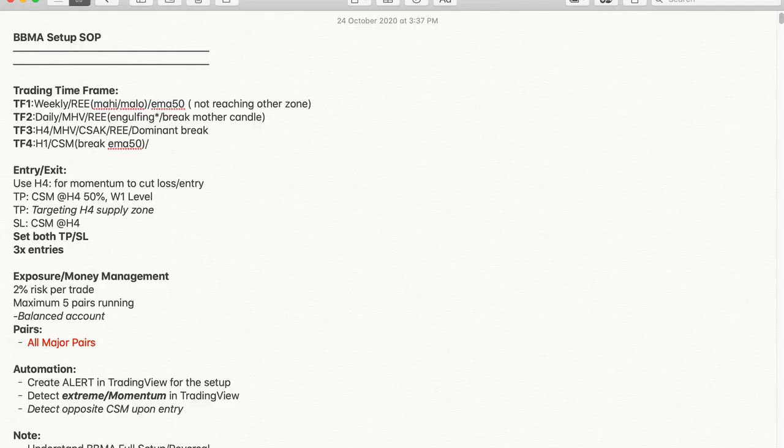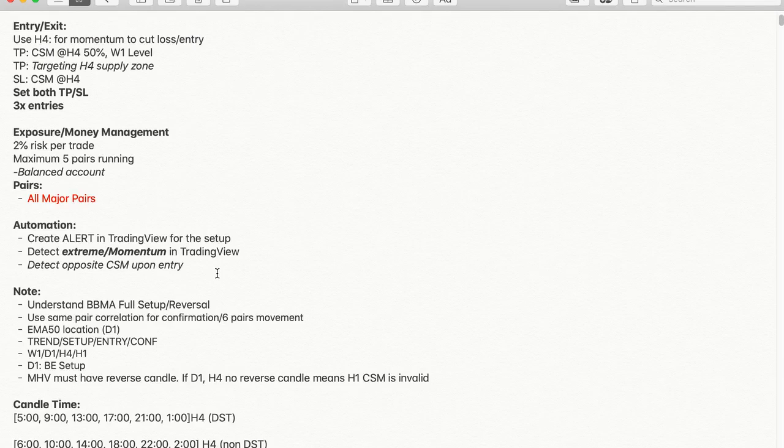Let's get started. As usual, we will review our BBMA setup SOP. No change for this week. Use 4 time frames: weekly, daily, H4 and H1. Our entry will be on H4 and our TP and SL also will be in H4. We trade 5 pairs at the same time and we trade only the major pairs.